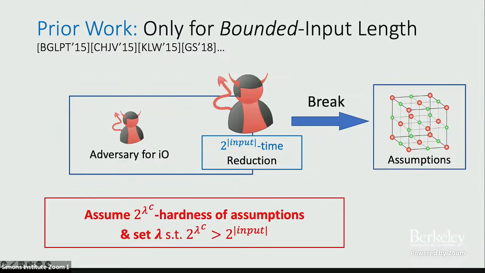So to prove the security, they need to further assume the sub-exponential hardness of the underlying assumption. They assume the underlying assumption is 2 to the lambda to the c hard. Here, c is a constant between 0 and 1. And they set the security parameter, where the security parameter lambda is the size of the underlying assumption, large enough such that this 2 to the lambda to the c can be larger than the running time of this reduction algorithm. In this way, they prove the security. The issue is that this also sets an upper bound for the input length, because the input length cannot be larger than the security parameter.